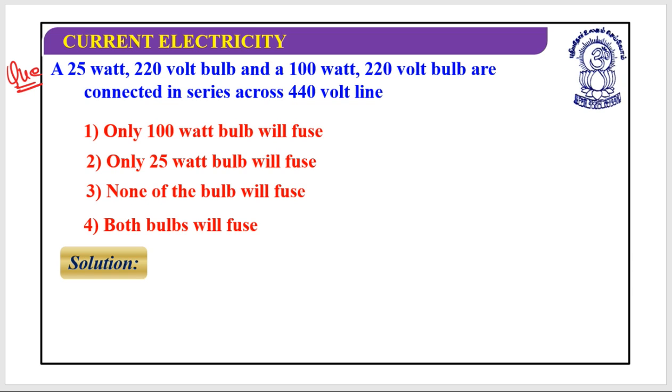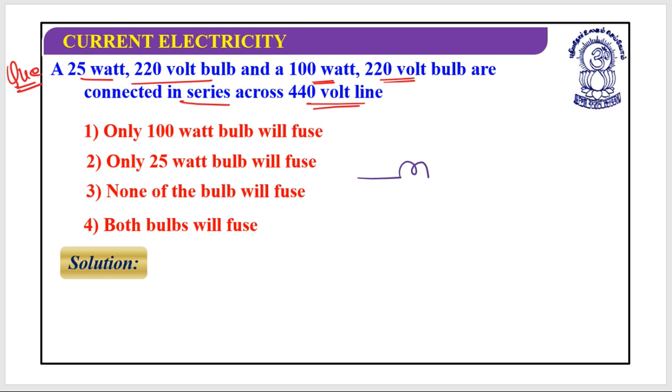Yes, this is a very logical and very beautiful question. Let's have a look. What does it say? It says a 25 watt, 220 volt bulb and a 100 watt, 220 volt bulb are connected in series across a 440 volt line. So what would be the situation: only the 100 watt bulb will fuse, or only the 25 watt bulb will fuse, or both are working, or both will fuse? So how could I do this? Let's check how this can be done.